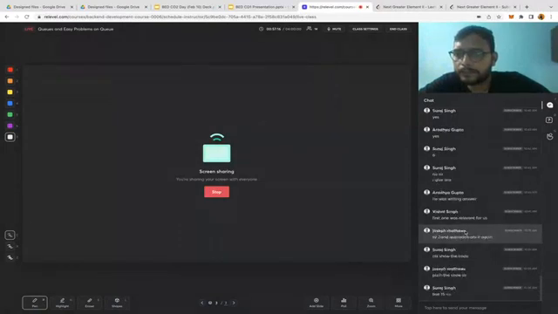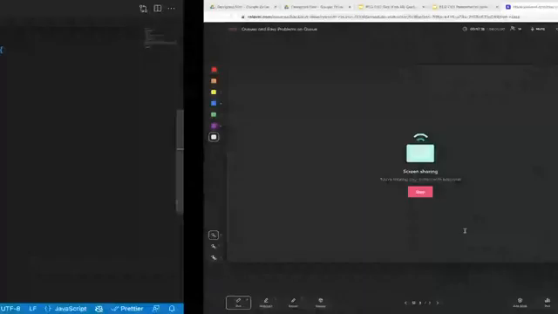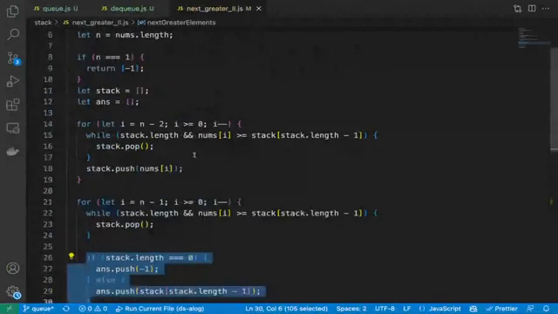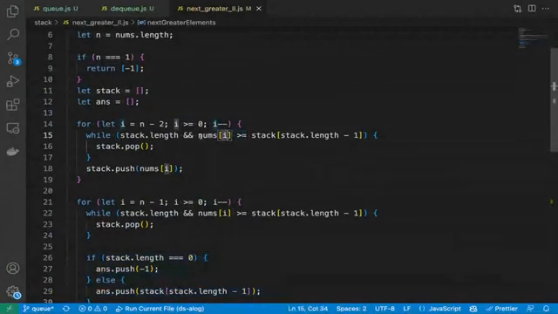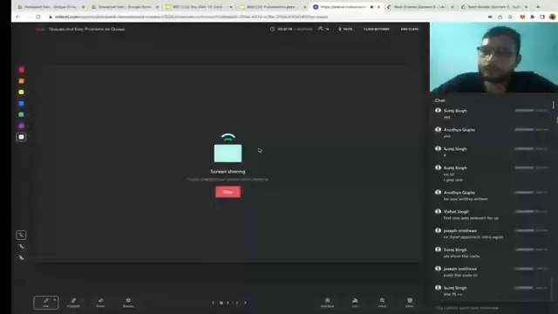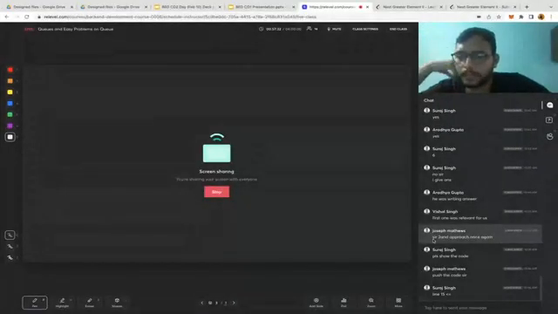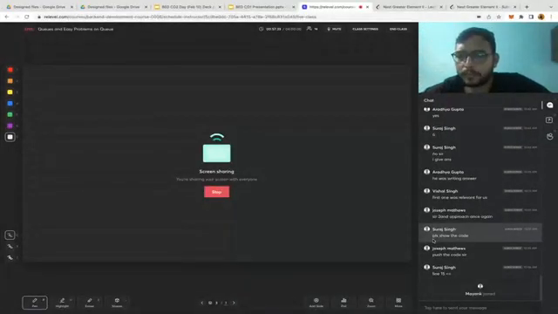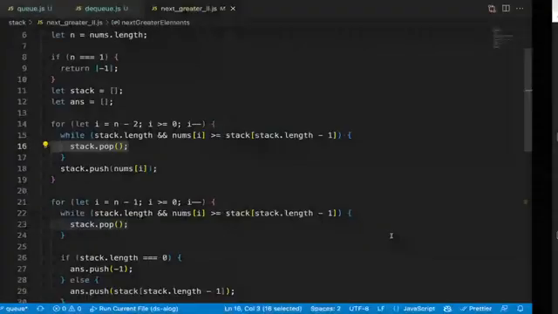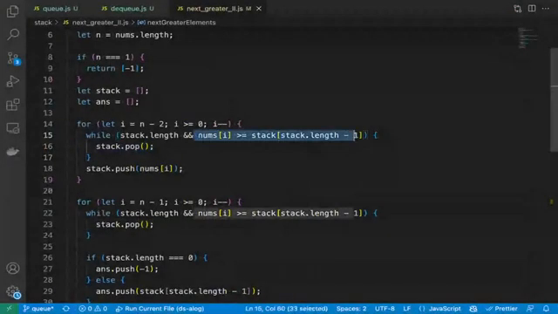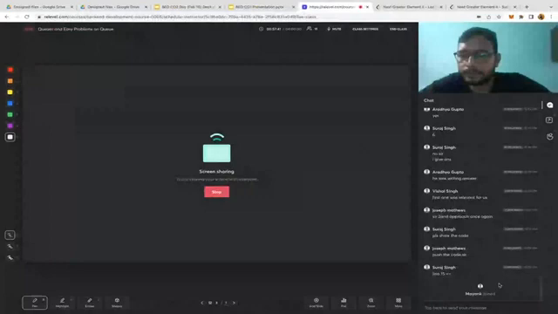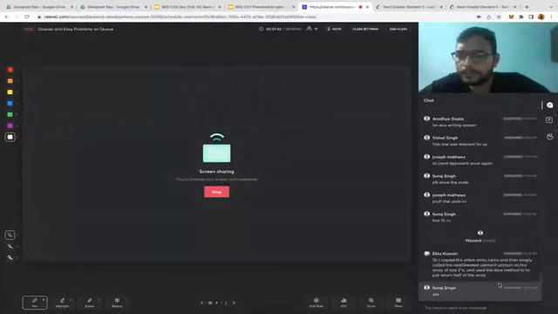Understood? Line 15, less than equal to. Yeah. So wherever our nums is greater than or equal to the stack peak, we have to do the pop. Wherever our number is greater than the peak, we need to do the popping. Correct? That's what the logic is. Understood, Suraj?